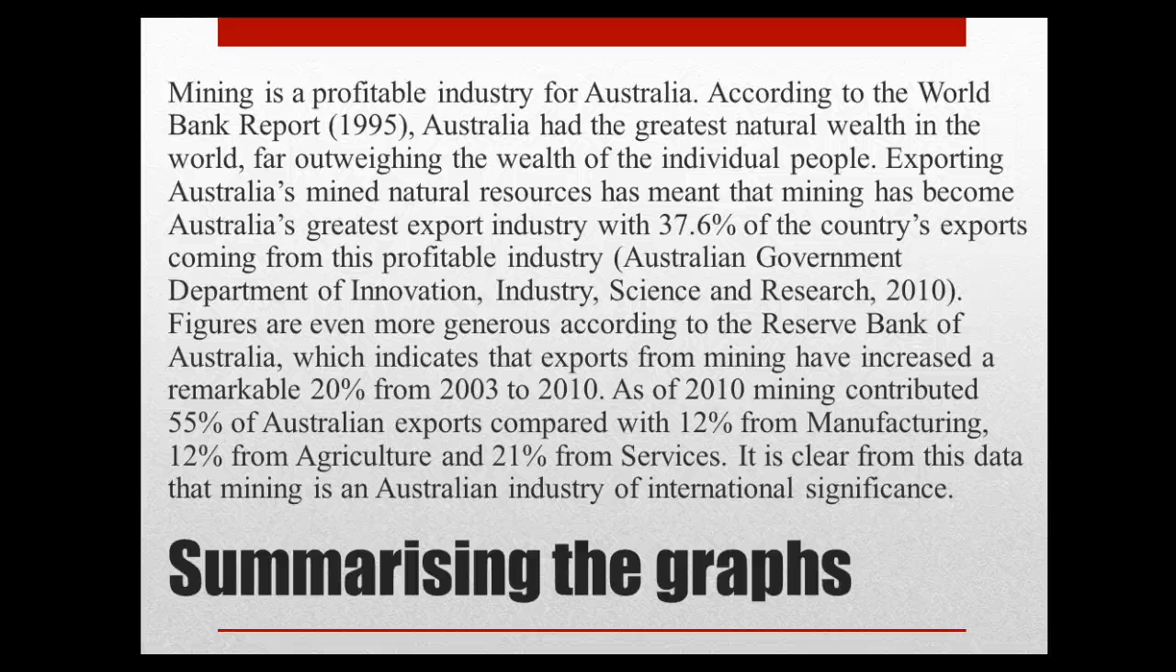Exporting Australia's mined natural resources has meant that mining has become Australia's greatest export industry, with 37.6% of the country's exports coming from this profitable industry. That's the second graph. Figures are even more generous according to the Reserve Bank of Australia, the third graph, which indicates that exports from mining have increased a remarkable 20% from 2003 to 2010. And as of 2010, mining contributed 55% of Australia's exports, compared with 12% from manufacturing, 12% from agriculture, and 21% from services. It is clear from this data that mining is an Australian industry of international significance.